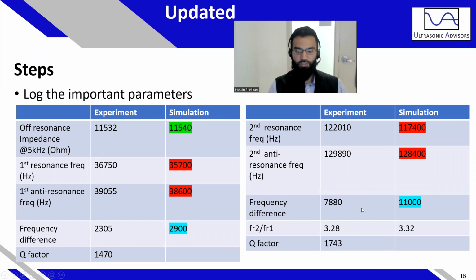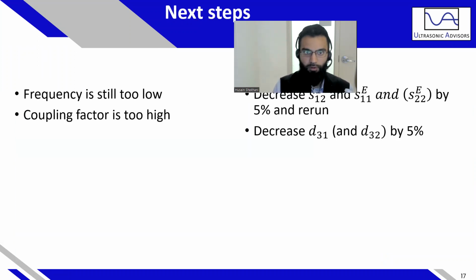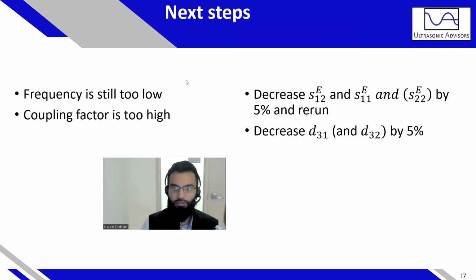And the frequency difference does show that it has too high of a coupling factor, because the frequency difference is too high between these two, between the resonance and anti-resonance. So we got more work to do. We're going to decrease the coupling factor further. Decrease the compliance further. Okay, so coupling factor is too high, frequency is too low. Decrease S12 and S11, and also decrease D31 and D32.